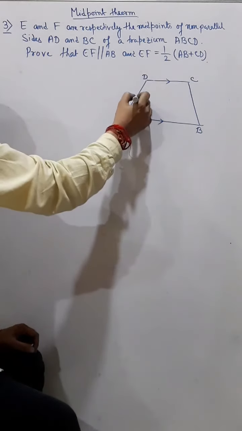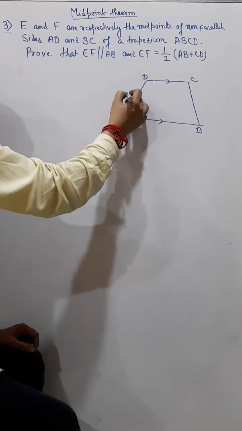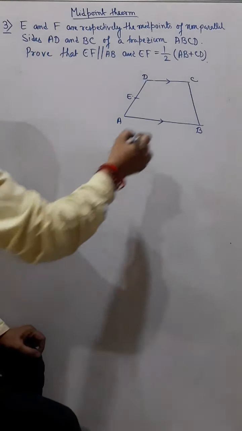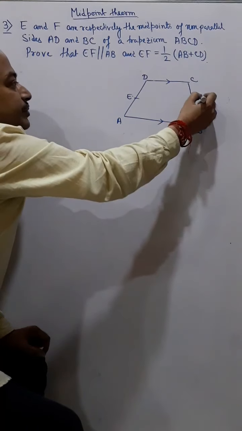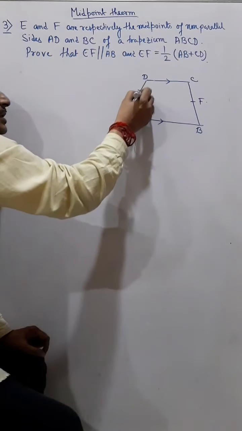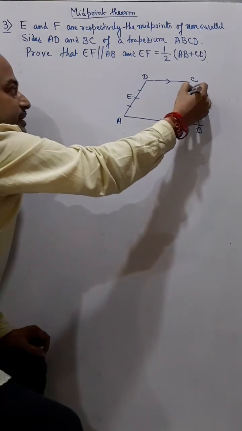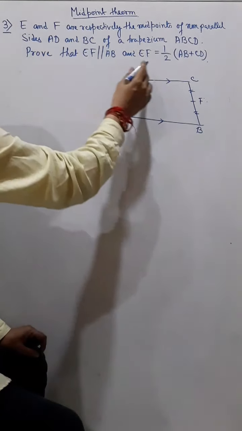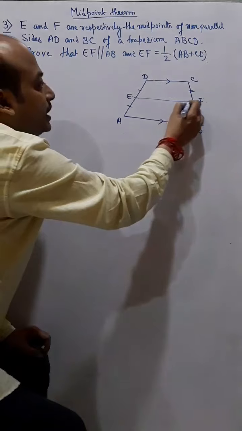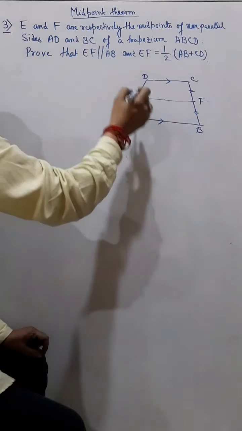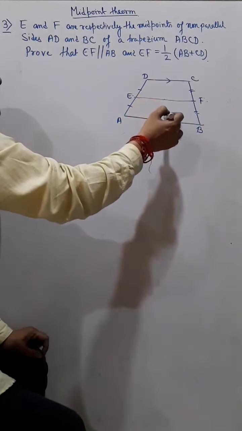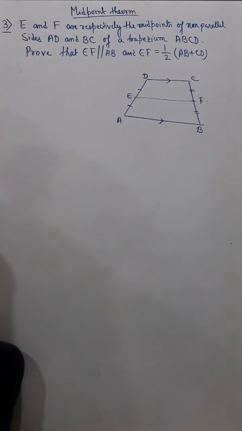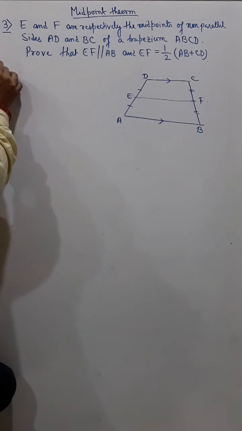So that means E is the midpoint of AD, and F is the midpoint of BC. So that means you can understand this DE is equal to AE and this CF is equal to FB. And we have to prove that EF is parallel to AB, and EF is half of AB plus CD. So that we have to prove. Okay. Now we have to do a construction first.